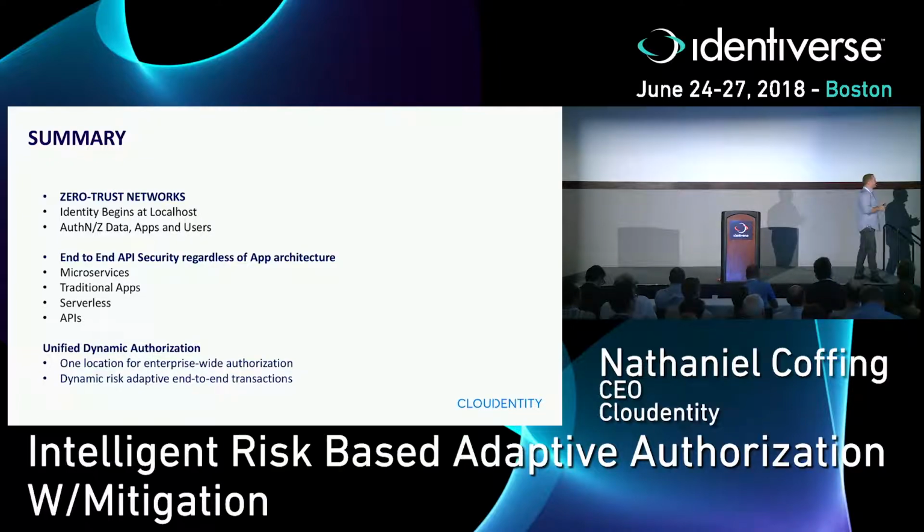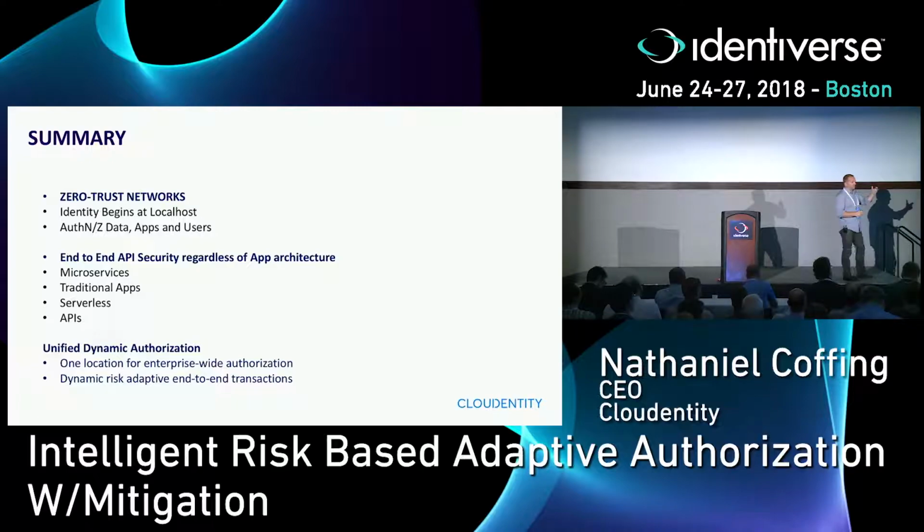So what are some of the benefits, from a summary perspective? 1, zero trust networks just become a thing, right? Hey, it's done. Everything's authenticating and authorizing each other. Everybody recognizes what it is. Identity begins at the local host. Authentication and authorization happen everywhere, not just at the web access management layer or at the API gateway layer, bringing in end-to-end security regardless of application architecture.